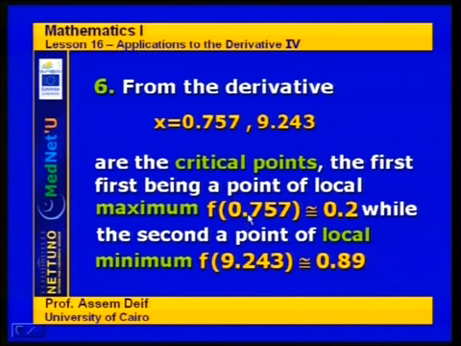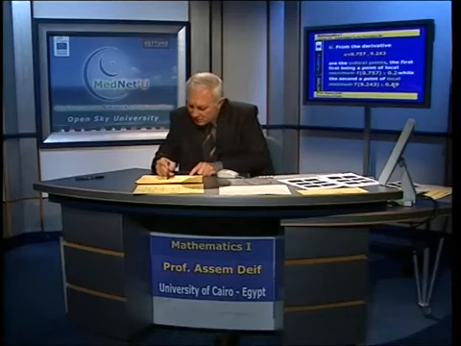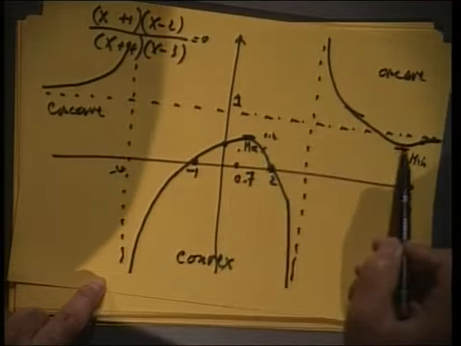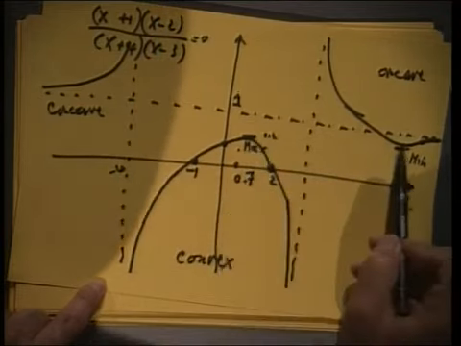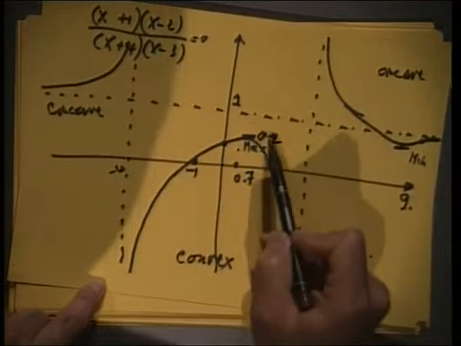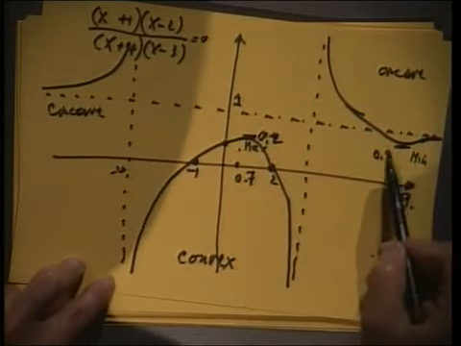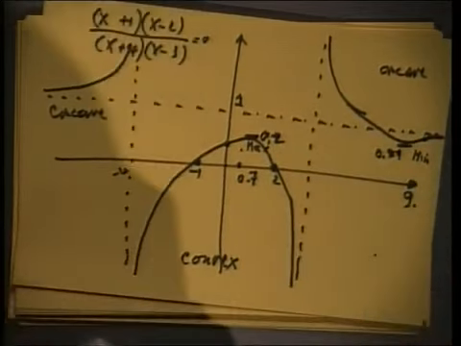So finally, all you now want to know from the derivative is the value of your critical points. We know the critical points at 0.7 and 9. So you substitute this in f of x to obtain 0.2 and 0.89, meaning that your local maximum is 0.2 and your local minimum is 0.89. These are the values here. This must be 0.2 and this must be 0.89 on the value of your function.